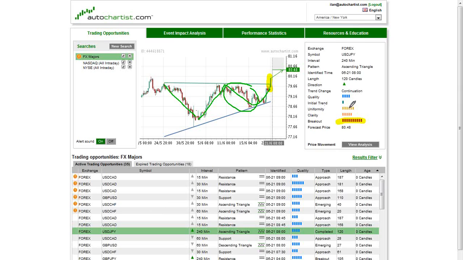Then we have an indicator called uniformity, which is basically measuring how equal the distance is between the touching points of support and resistance. And uniformity was relatively uniform, but not very uniform.